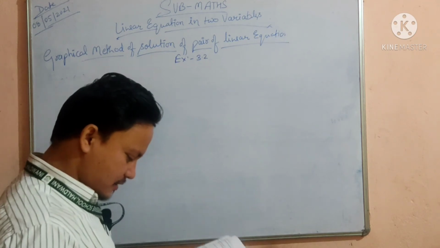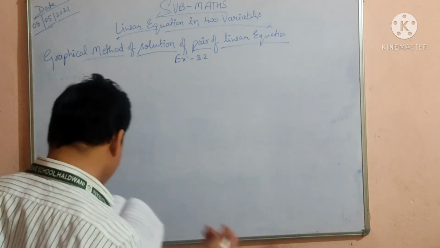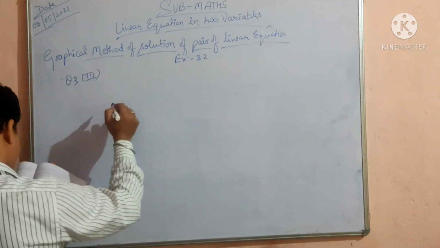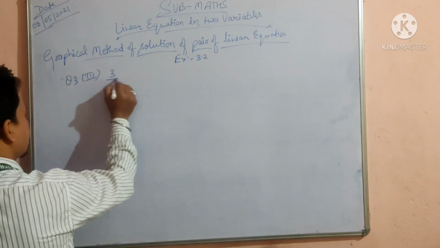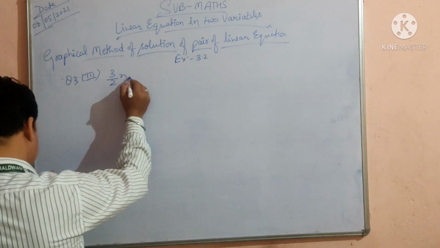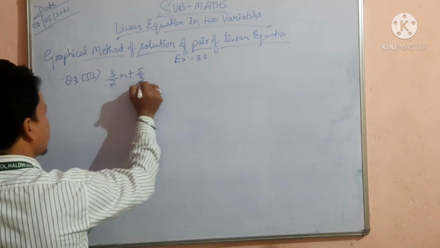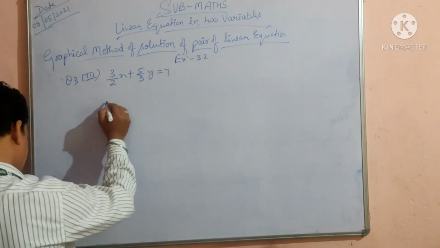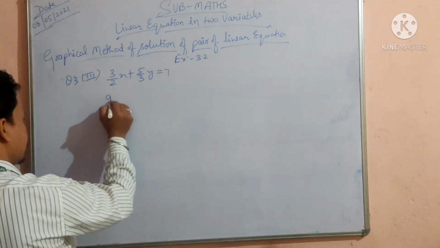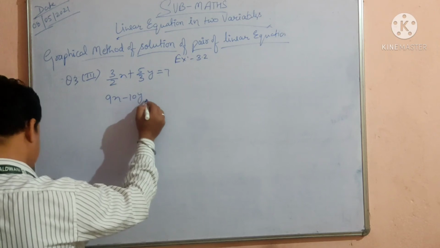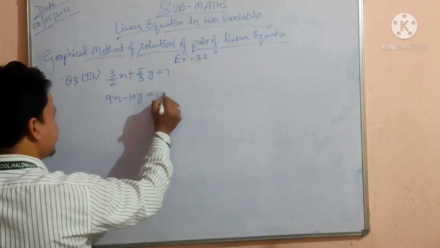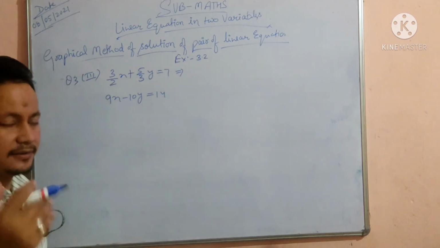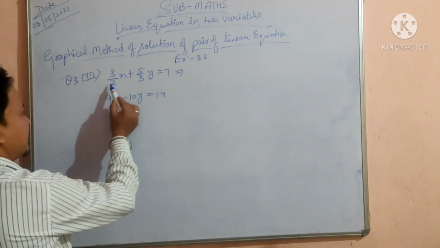Okay, the next question. The second part you will do on your own. I am going through the third part of question number 3. So the third part: 3 upon 2 times x plus 5 upon 3 times y equal to 7, and the second one is 9x minus 10y equal to 14. Now see, this can be remodified.